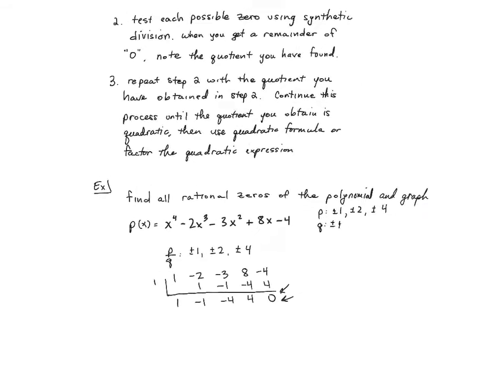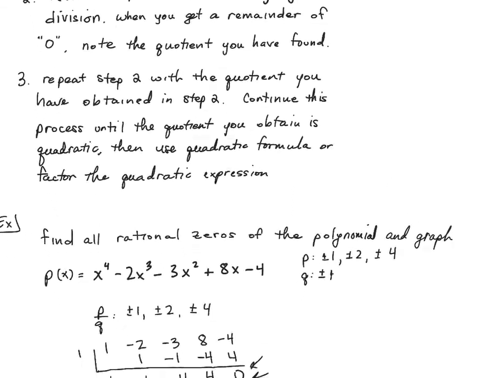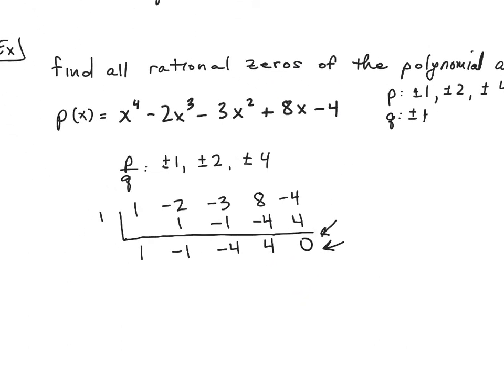So if you read step 2 carefully, it says, when you get a remainder of 0, note the quotient you have found. So this tells us two really important things. First of all, x equals 1 is a 0. And that also implies that x minus 1 is a factor.